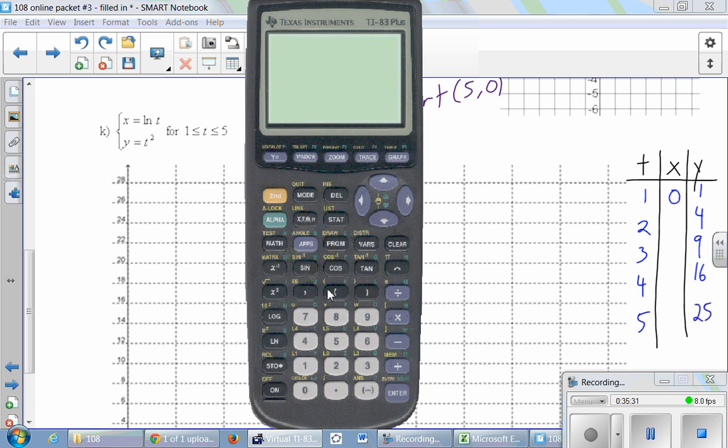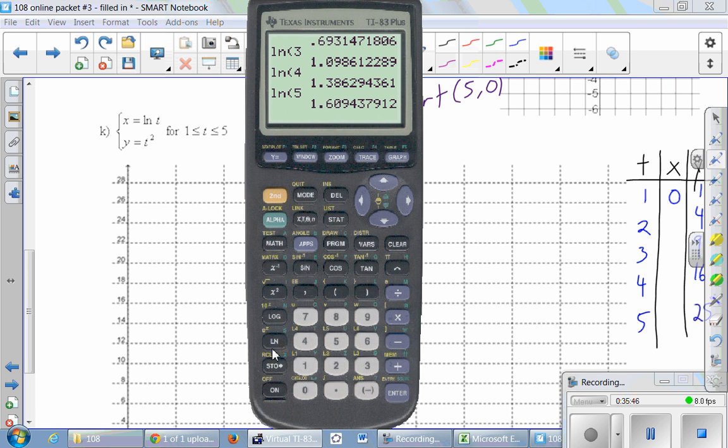Okay, so we're doing ln of a bunch of numbers. So ln of 1, ln of 2, ln of 3, ln of 4, and then finally ln of 5. Okay, so those are the numbers that we need. So we'll just round it to the nearest tenth. 0.7, 1.1, 1.4, 1.6.